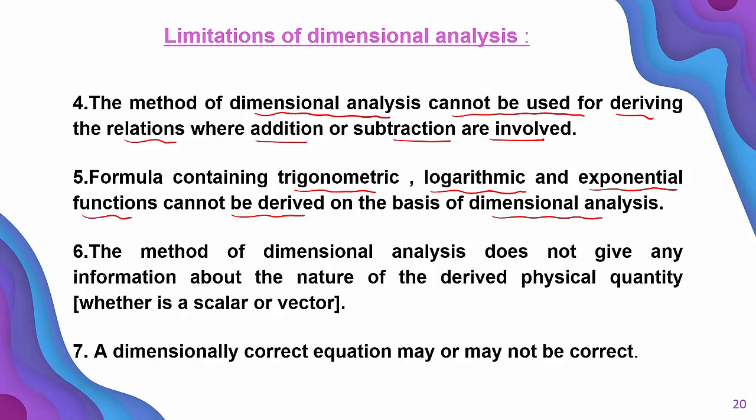Then the sixth drawback: the method of dimensional analysis does not give any information about the nature of a derived physical quantity, whether it is a scalar or a vector. We derived a physical quantity, yes, but whether it is a scalar quantity or a vector quantity is not given by dimensional analysis. Now the question arises, what are scalar and vector? About scalar and vector in detail, you are going to study in the chapter Motion in a Plane. But in brief, I will explain.